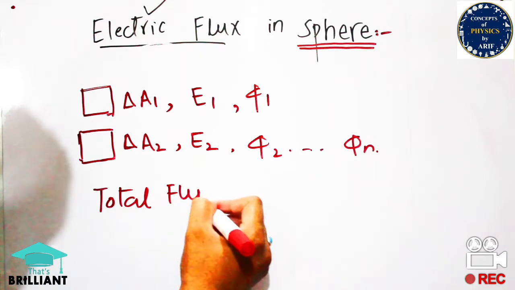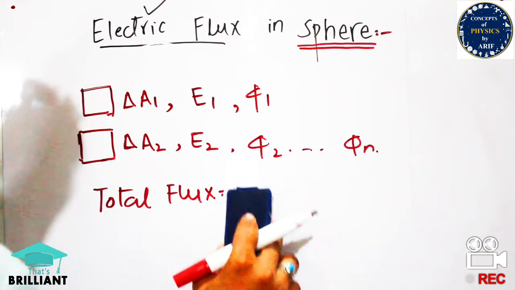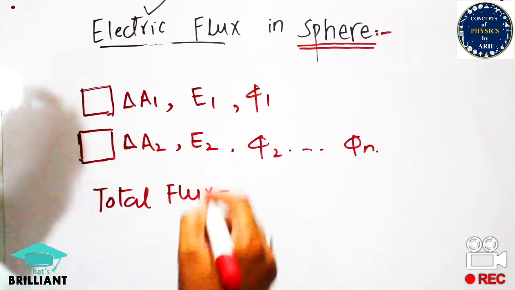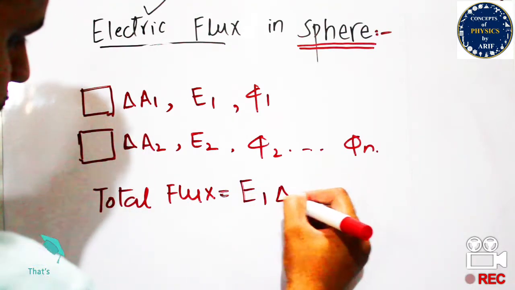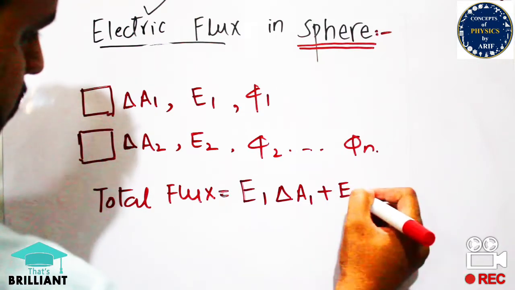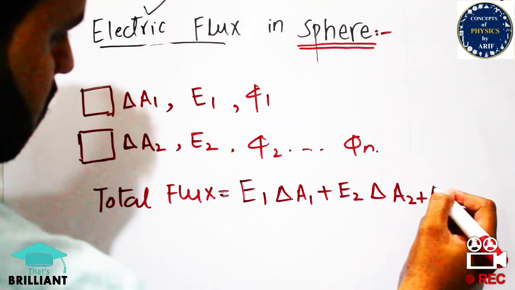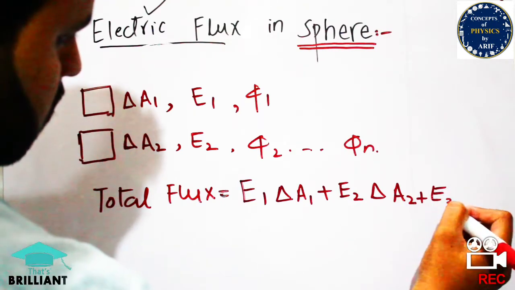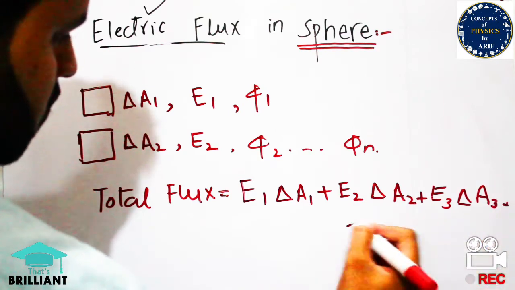We need to calculate the total flux in that region, and the total flux will be the sum of all the patches that make up the spherical shape, because these patches are extracted from the spherical surface. So the total flux will be E1 delta A1 plus E2 into delta A2, plus E3 into delta A3, and so on up to n patches.